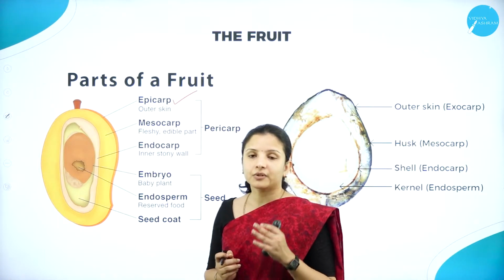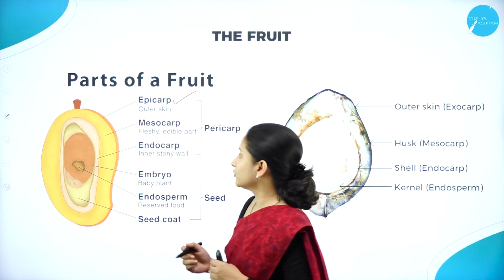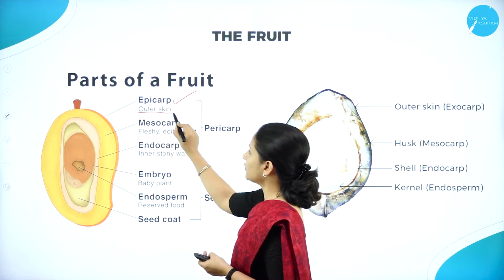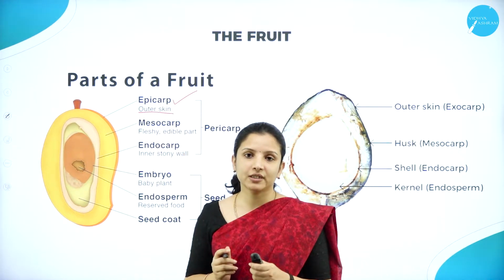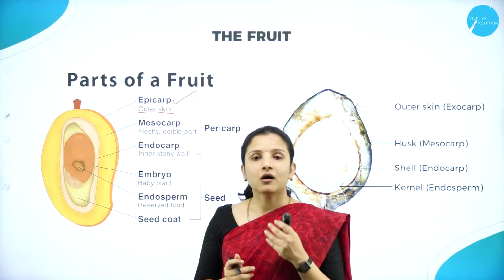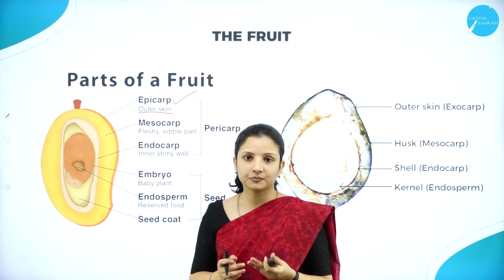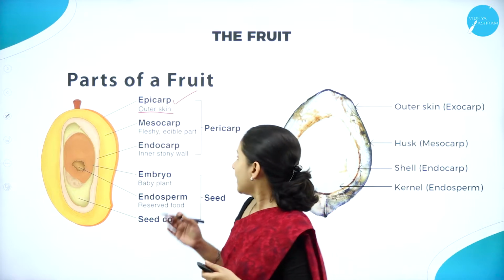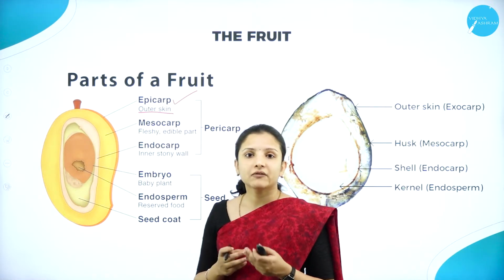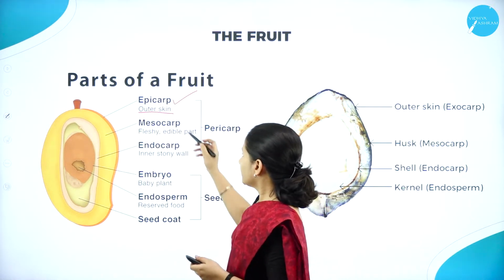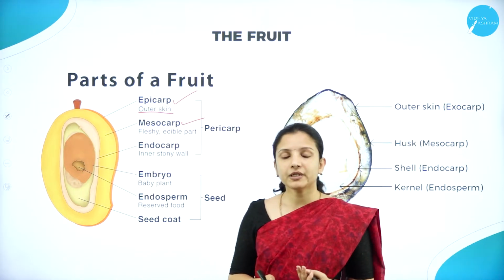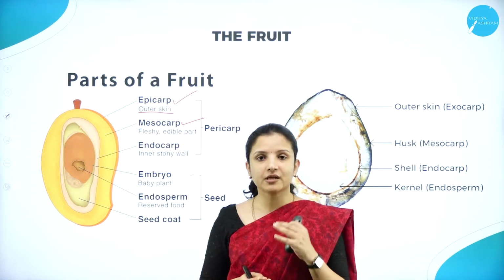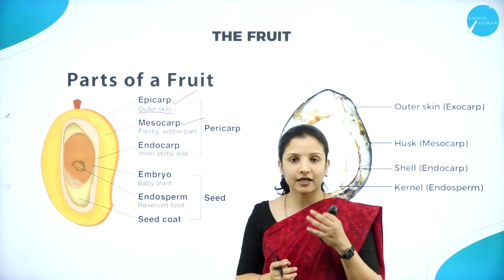So epicarp, that is the outer covering of the fruit. So the outer skin of the fruit is called the epicarp, and this epicarp is usually leathery, and also in some plant species the epicarp as well as the mesocarp will be fused. And one more part of the fruit is the mesocarp. So mesocarp is the most fleshy and juicy part of the fruit that we consume.